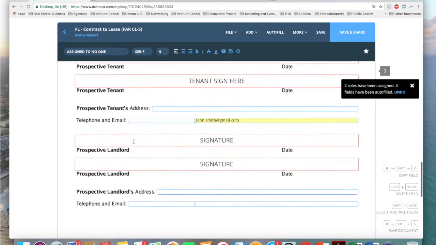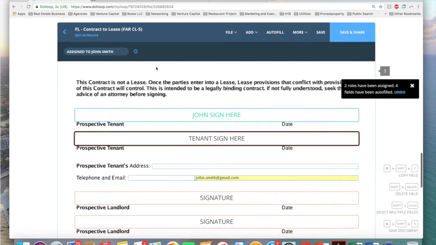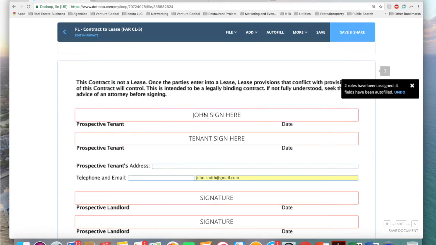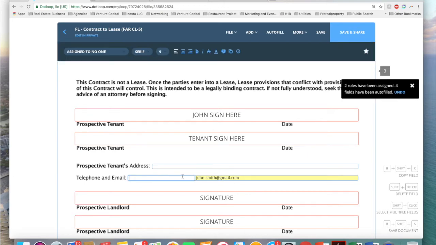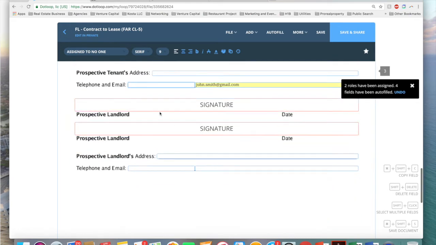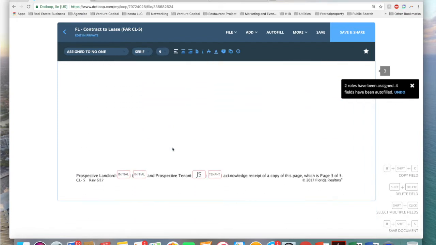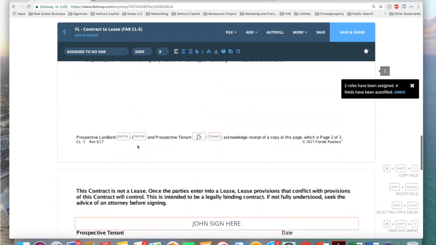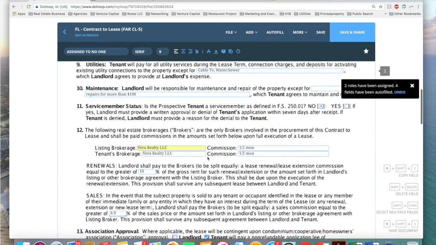And then the last page. Here we will have signatures. One is for John Smith, which we already have his name here. Then we'll put his email here. The landlord we will leave blank, because it will be the responsibility of the listing agent to have them sign it. Also, each page has to be initialed by both the landlord and the tenant. So we have initials on pages 1, 2, and 3.